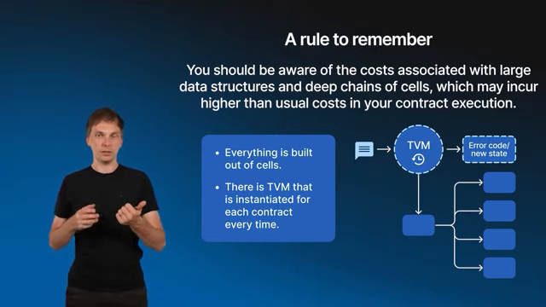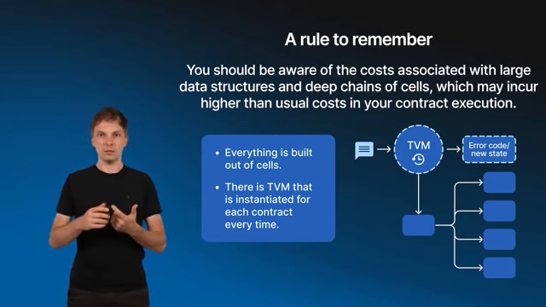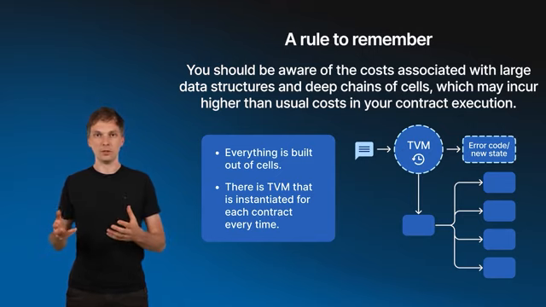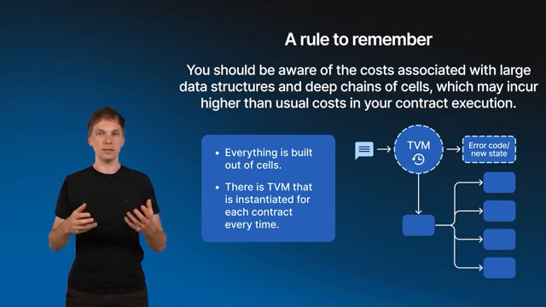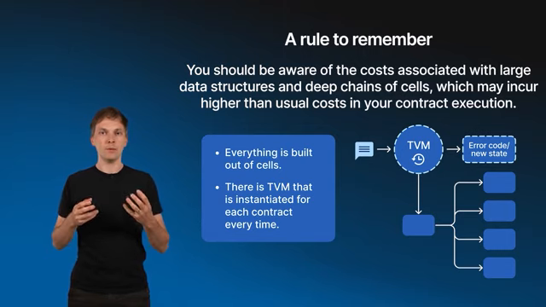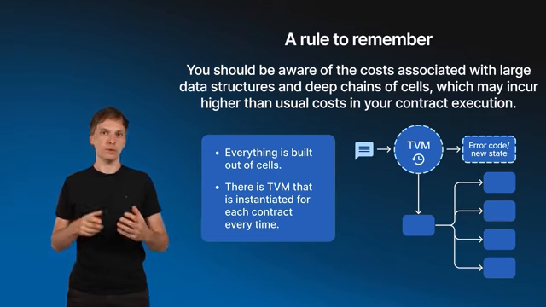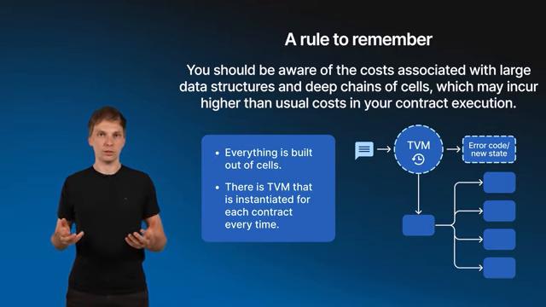So first of all, those are integer types that make it friendly to work with cryptography and financial operations. But then there are also operations with hash maps that allow you to use lists and dictionaries based on cells inside your contracts. However, you should be aware of the costs associated with large data structures and deep chains of cells that may incur higher than usual costs on your contract execution.